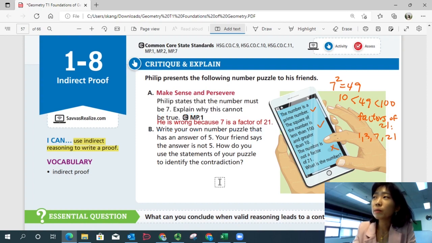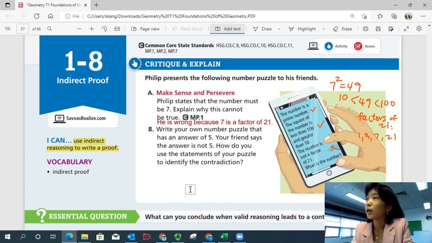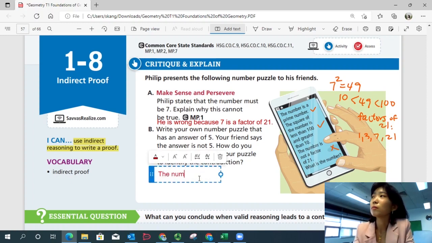Part B, write your own number puzzle that has an answer of 5. Your friend says the answer is not 5. How do you use the statements of your puzzle to identify the contradiction? So write your own puzzle like that, where the answer must be 5. Let's try to copy this idea and figure out if it's a prime number or composite, what the square of that number is, and whether it is a factor of something, or cannot be a factor of something. So let's say the number is a prime number, because 5 is a prime number.